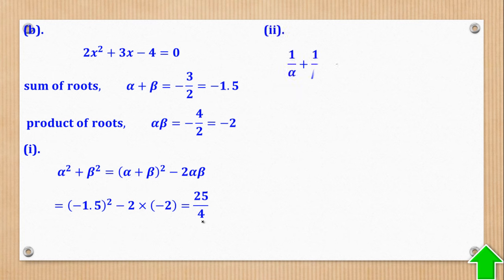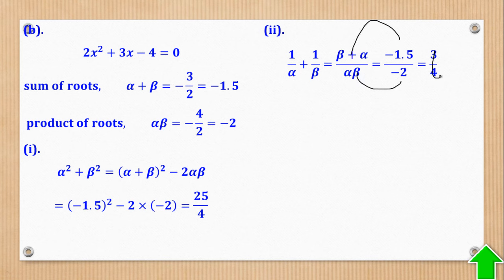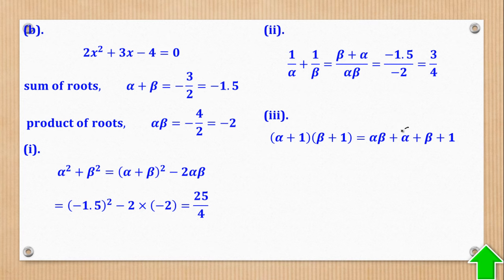Then for this one, still get LCM. Up replace the sum, down replace the product to give you this. Then for Roman 3, expand to get that. Then this is the sum, this is the product. So substitute product, sum. Gives you that, and that's what they wanted.